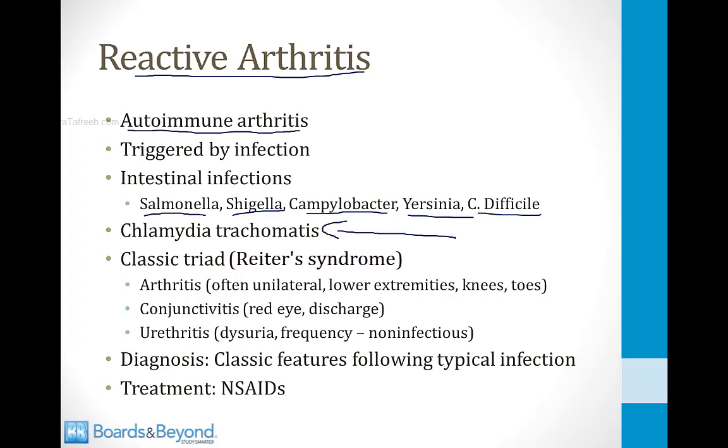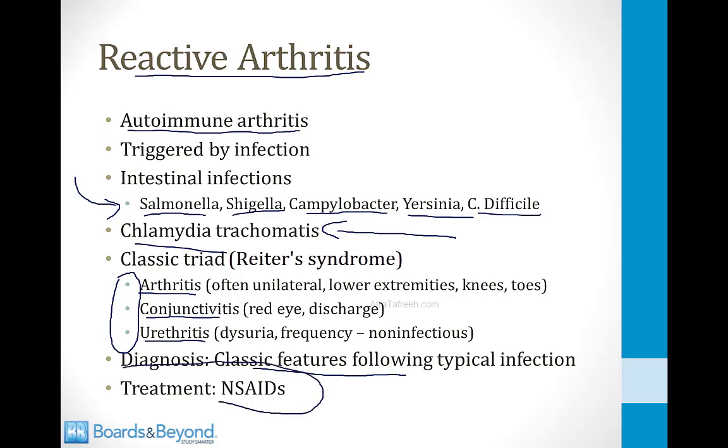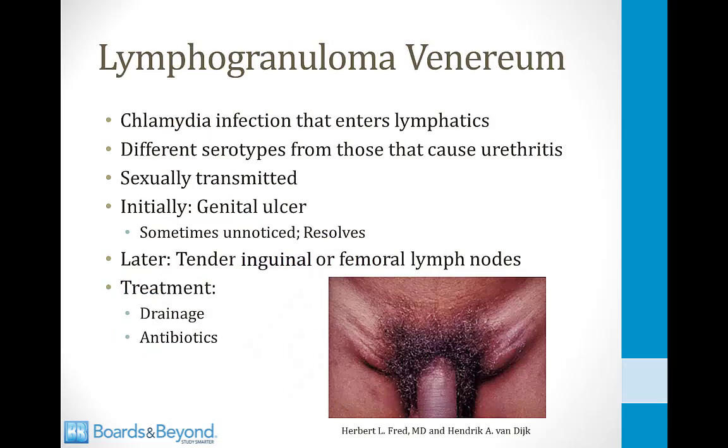Sometimes the reactive arthritis occurs as part of a classic triad called Reiter's syndrome. This is where patients develop arthritis in addition to conjunctivitis and urethritis. So when you see these three things together in someone who recently had either a GI infection or an STD, then what they are having is an autoimmune reaction to the infection. It's usually diagnosed just by classic features following a typical infection, and it's treated with nonsteroidal anti-inflammatory drugs.